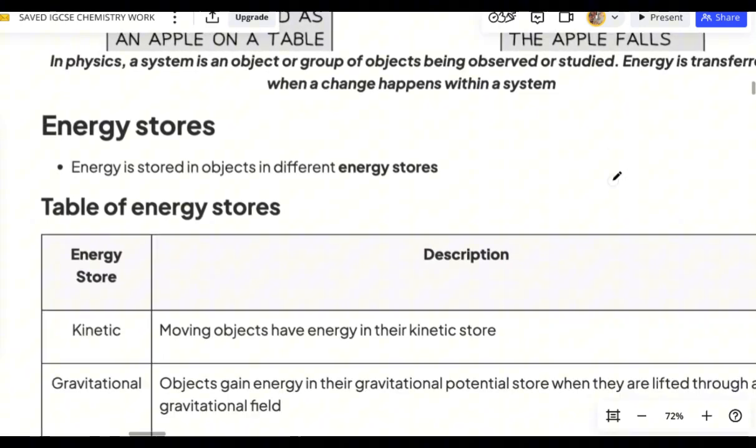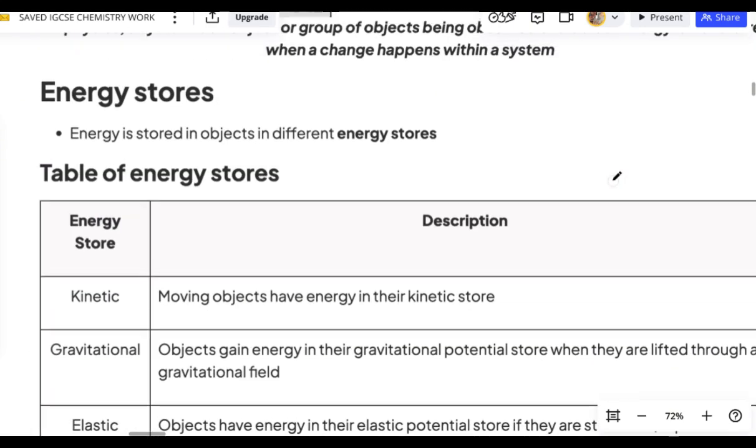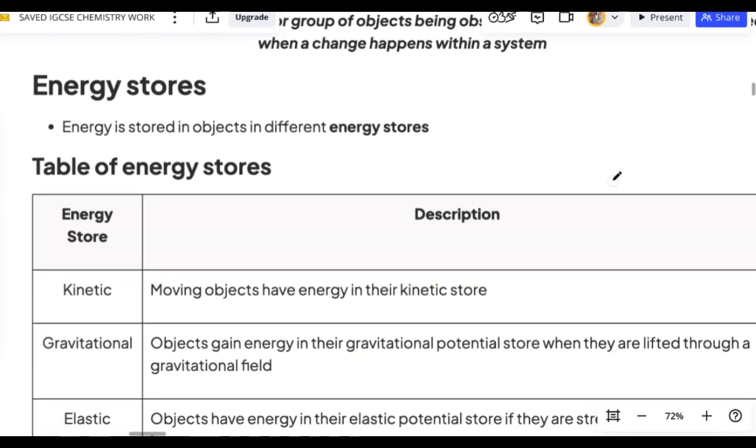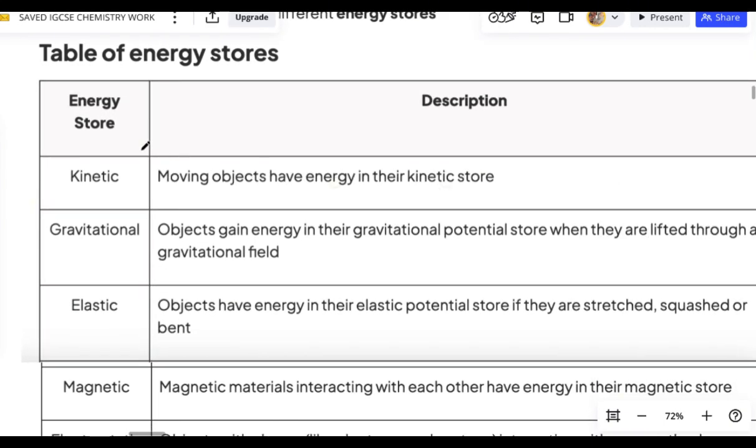Now let's quickly talk about energy stores. Energy is stored in objects in different energy stores. Kinetic: moving objects have energy in their kinetic store. Every moving object has energy in its kinetic store. If an object is stationary, it has energy in the potential store.